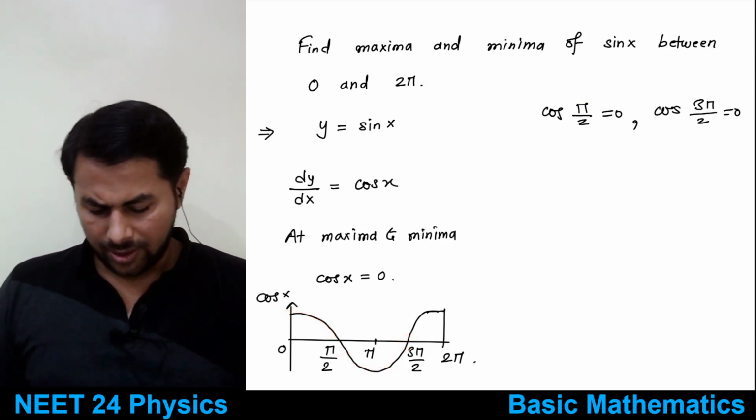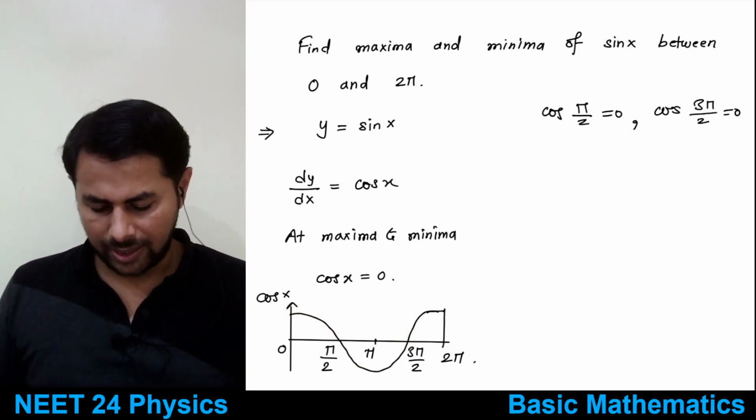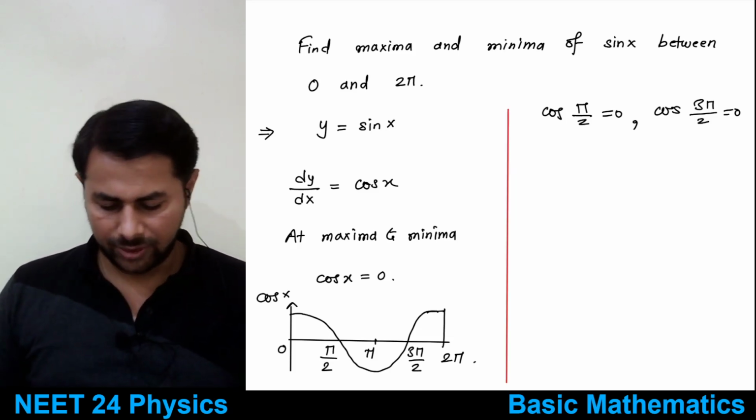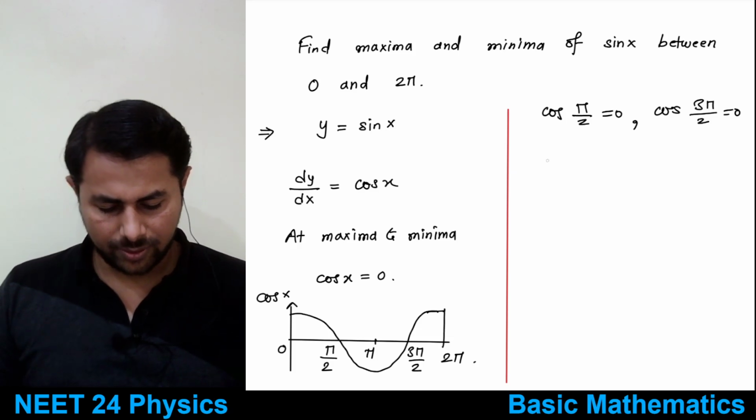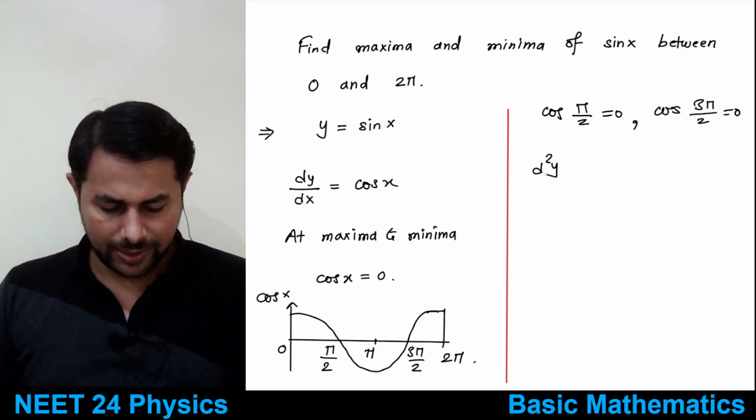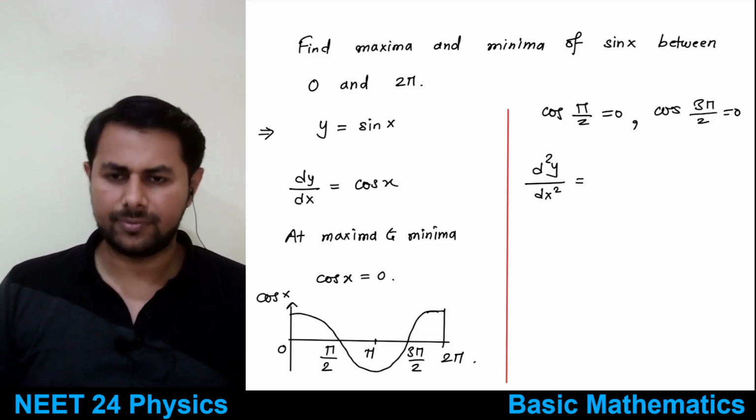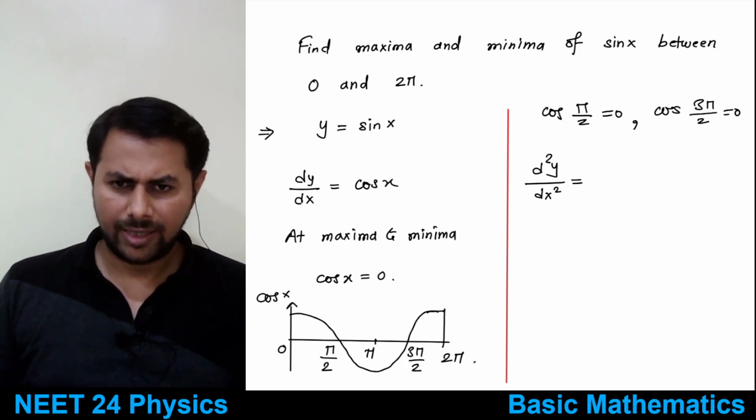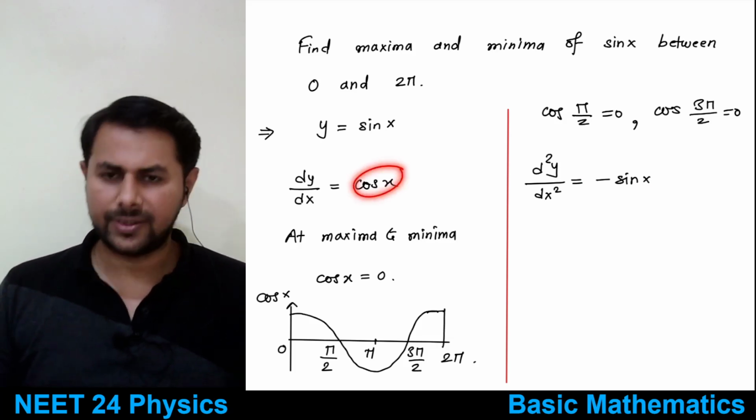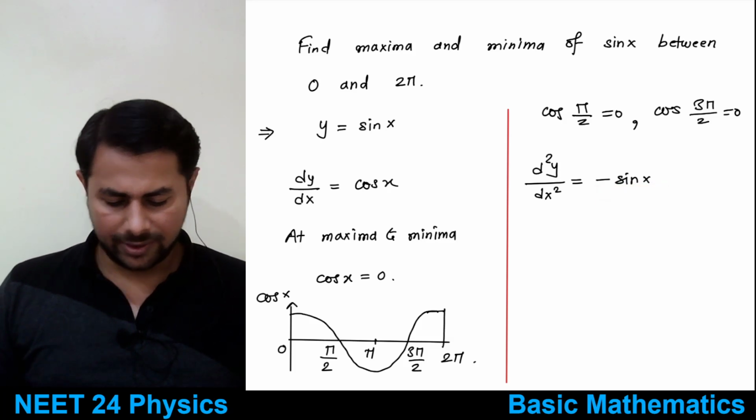But now which of these is a maxima, which of these is a minima, that you need to check, right? And how to check? Find out the double derivative. So let's find the double derivative. So d2y by dx square is equal to, tell me, minus sin x. Good. Derivative of cos x is minus sin x. So double derivative is minus sin x.